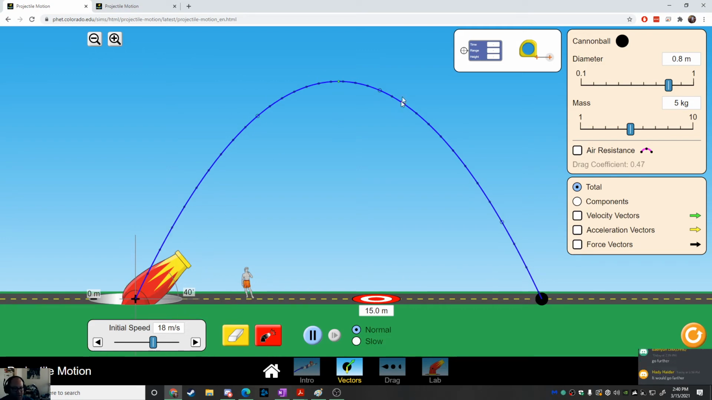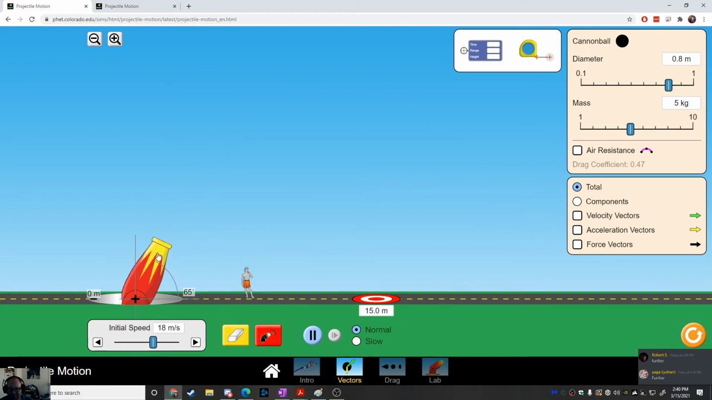It won't be in the air as long, right? But everyone seems to think it'll go farther. Let's check. Looks like your intuitions are correct. It goes quite a bit farther, maybe 20% farther or something like that, right? Okay, let's undo those two. Let's go back to 65. Let's shoot that one again.